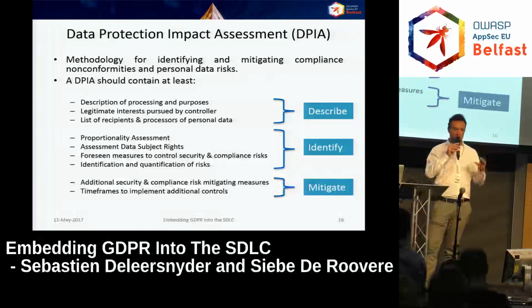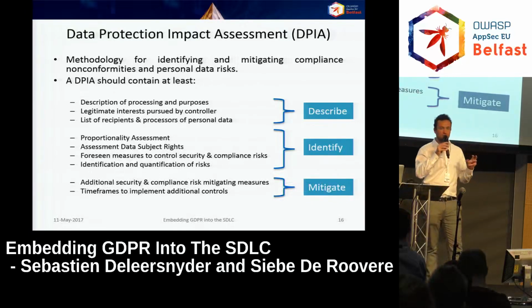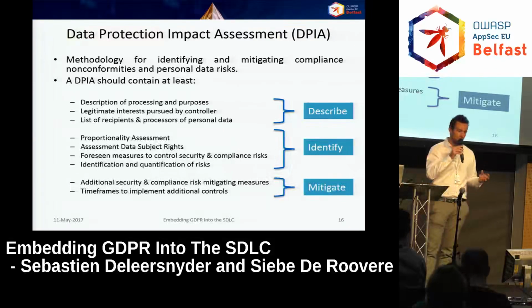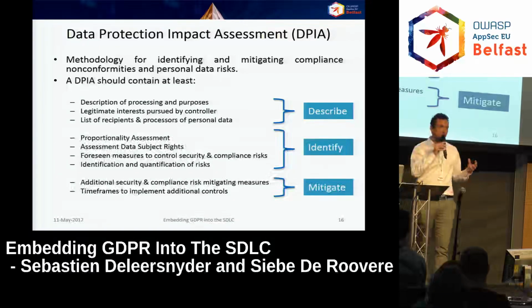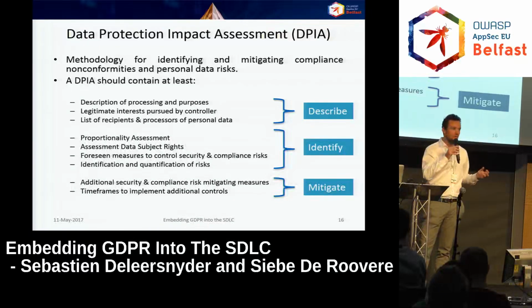Secondly, you need to identify the risks. It starts with a proportionality assessment, which means that you should identify which data you use and try to define, do I really need all this data, or can I build the same application with less data in order to still be able to reach my goals? You should assess the data subject's rights. Can they be rectified? Can the data be forgotten? All these things should be taken into account and should be taken into your backlog.